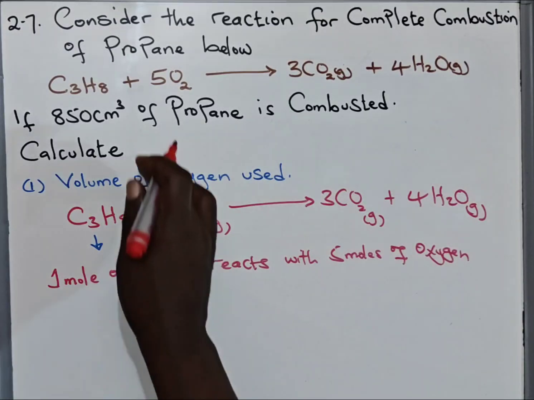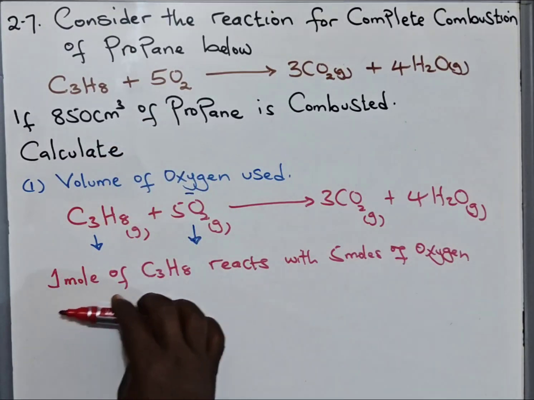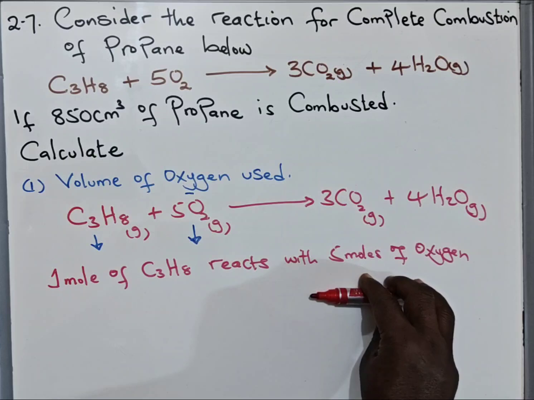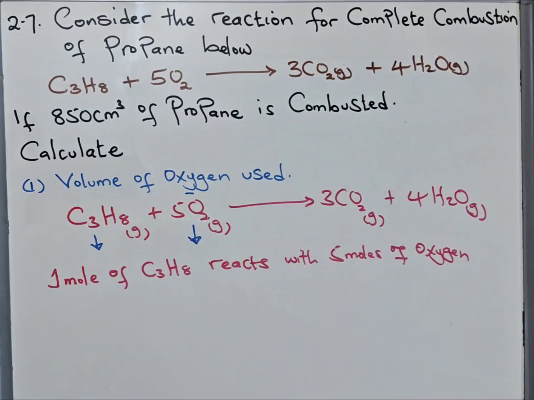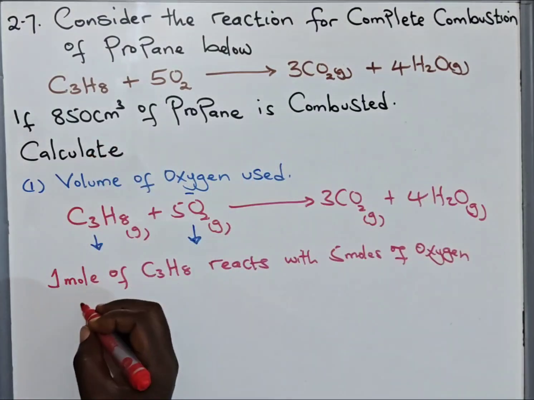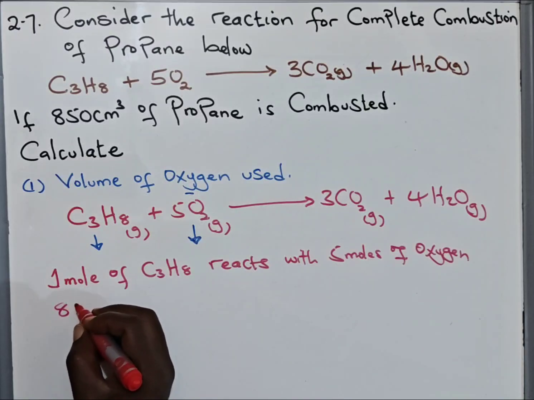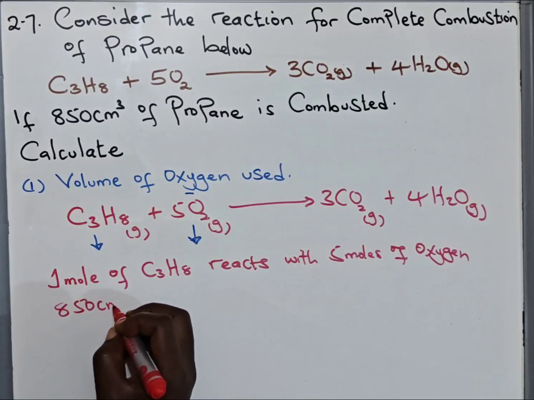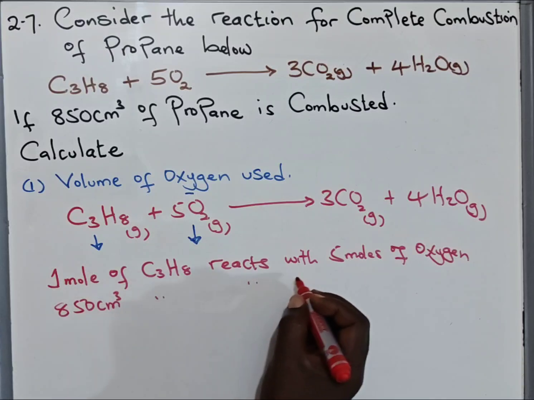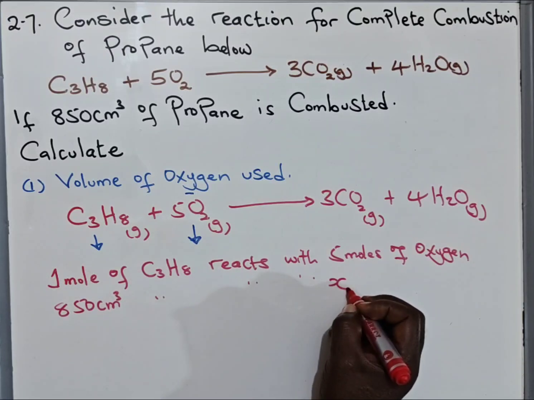So from here, you need to know that we can quote volume when we are having moles, because according to Avogadro, when the conditions of temperature and pressure are the same, equal volume of gases have the same number of moles. So we have the audacity to quote the volume here. It is 850 cubic centimeter and reacting with X.